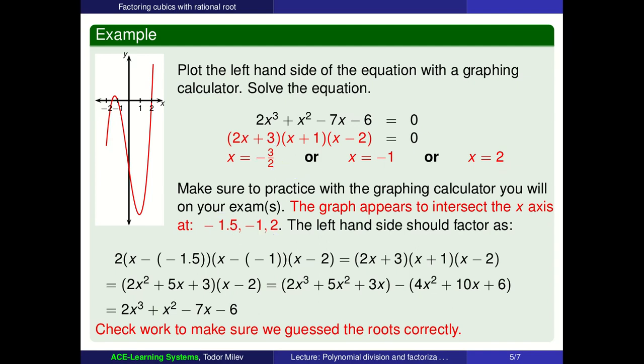By the way, notice that the bulk of the work in this problem consisted in verifying that the original solutions that we eyeballed were correct. So if I were to blindly trust my graphing device, I could have immediately told you that 2x cubed plus x squared minus 7x minus 6 factors like this, and I could have immediately told you that these are the 3 roots. In fact, I wouldn't have even needed to factor it. I could have immediately told you that minus 3/2, negative 1 and 2 are the roots without going through the factorization.